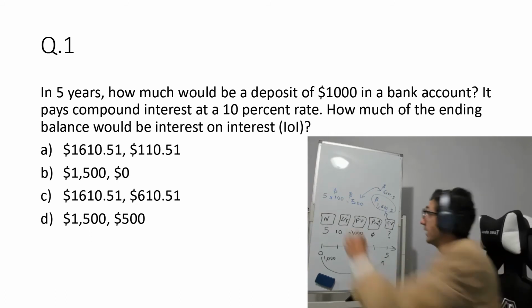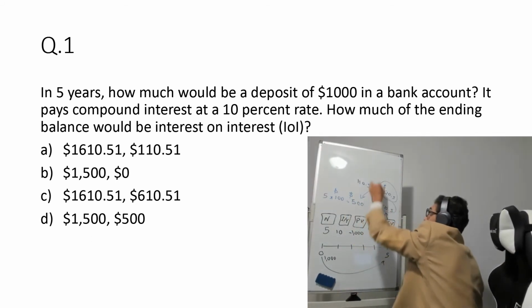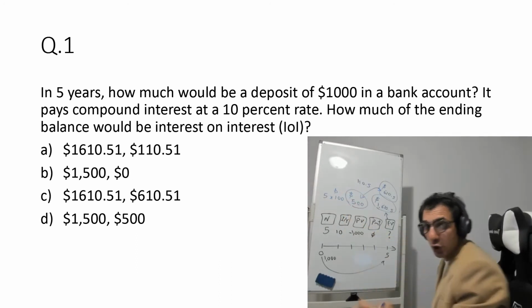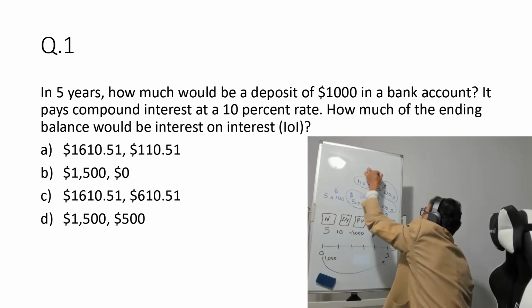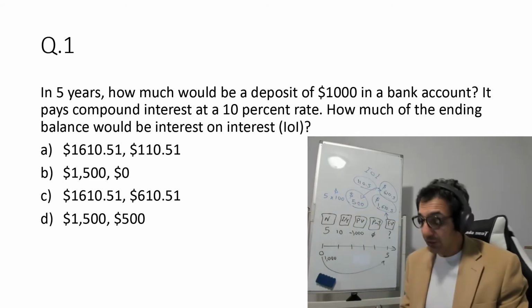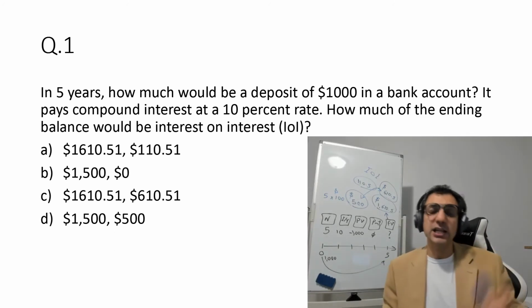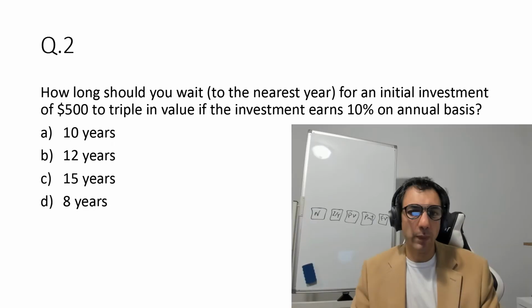The difference is $110. So this is your total interest. This is just the interest on principal. So whatever is left, it's your interest on interest. So the answer should be A, $110.51. That's the interest on interest portion. Let's look at the next question.